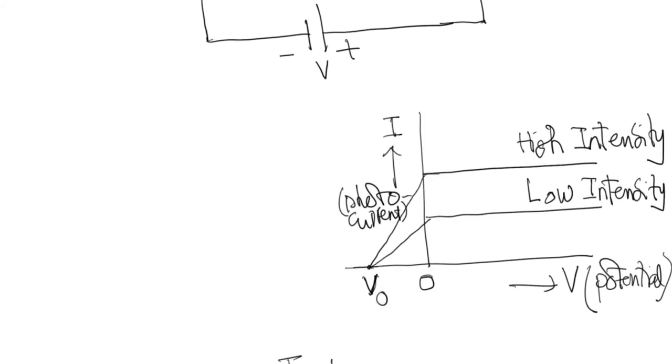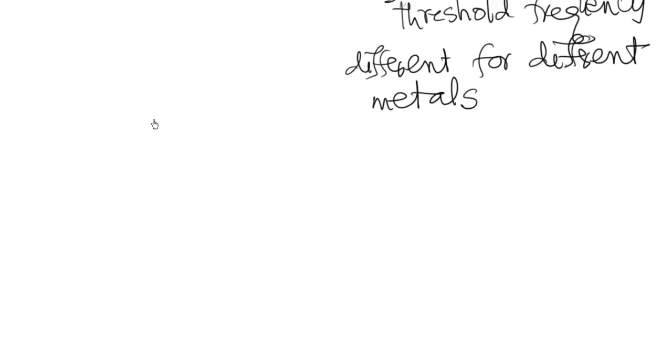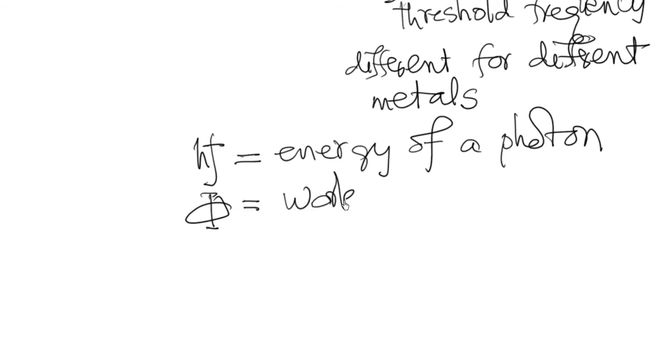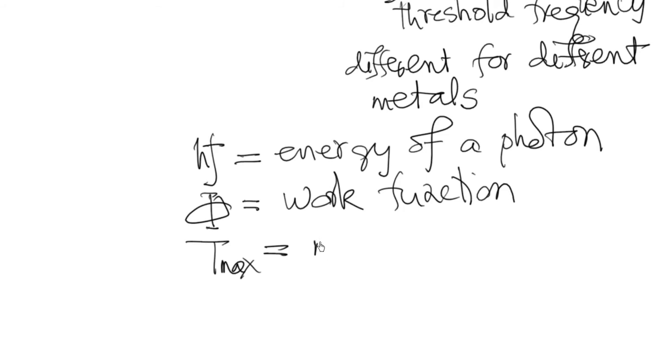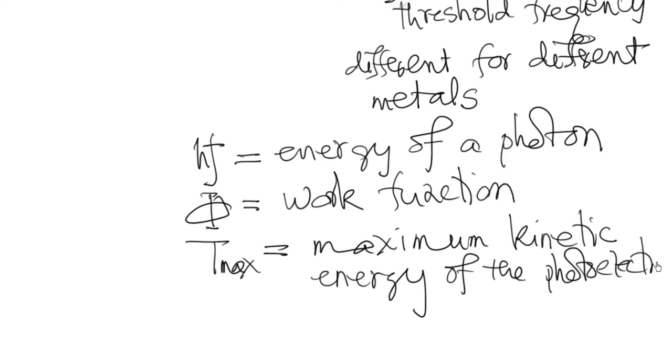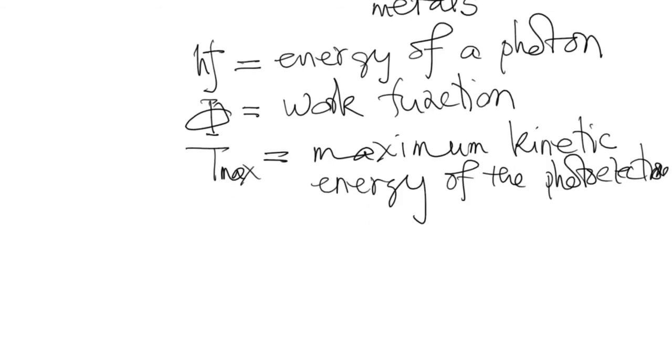So if we consider that h nu, or hf, is the energy of a photon, and phi, a quantity known as the work function, and T max is the maximum kinetic energy of the photoelectron, then the maximum kinetic energy can be written as 1/2 m v max squared.